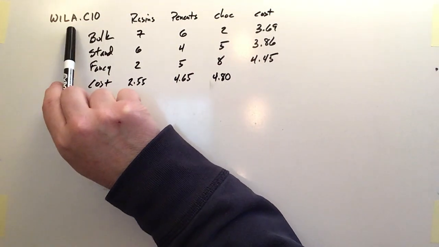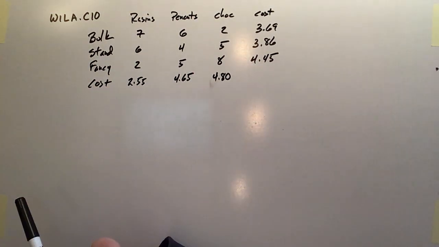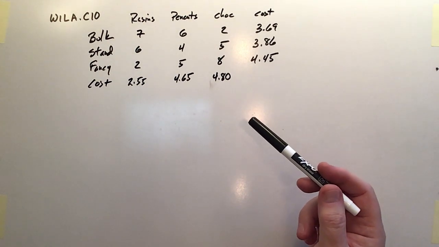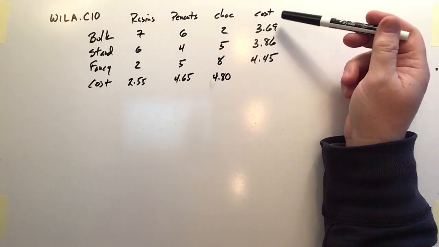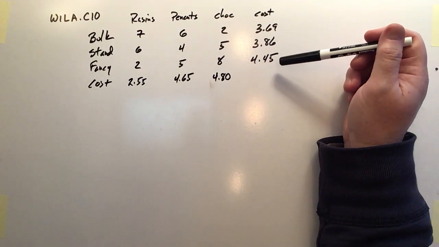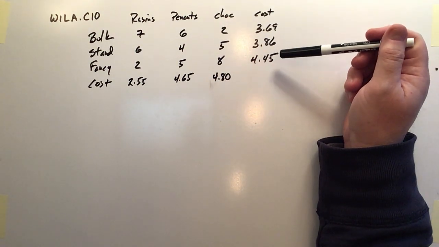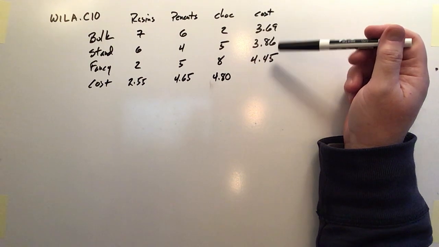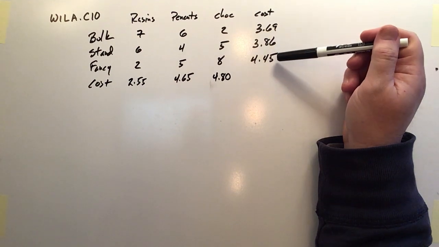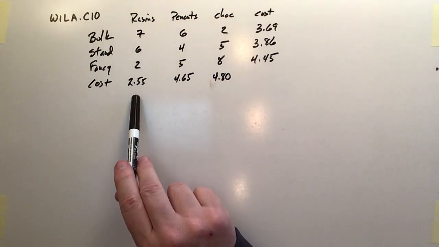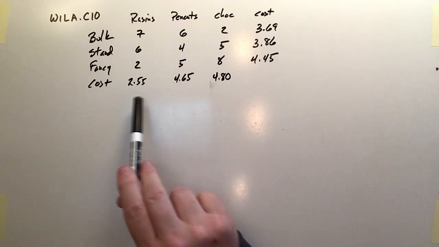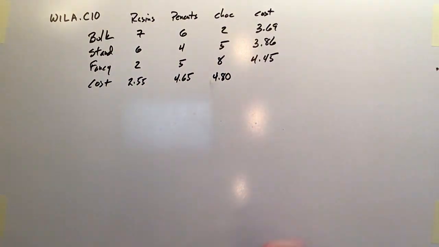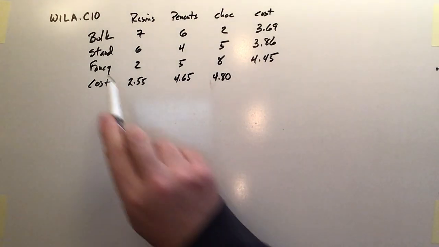So this is WILA.C10. Okay, the first question asks to show that this example, which they used of the trail mix, fits into the pattern of a linear system. And so what we're going to do is write equations that identify the cost of each one of the kinds of mixes using the individual costs in bulk of the mixture materials together with what the cost of each mix is.